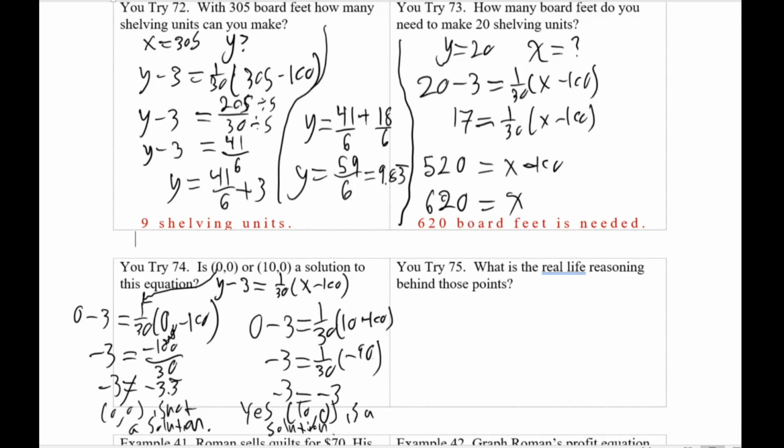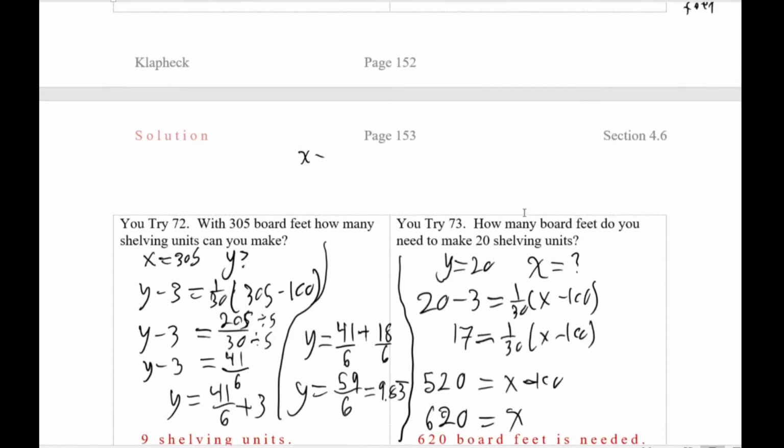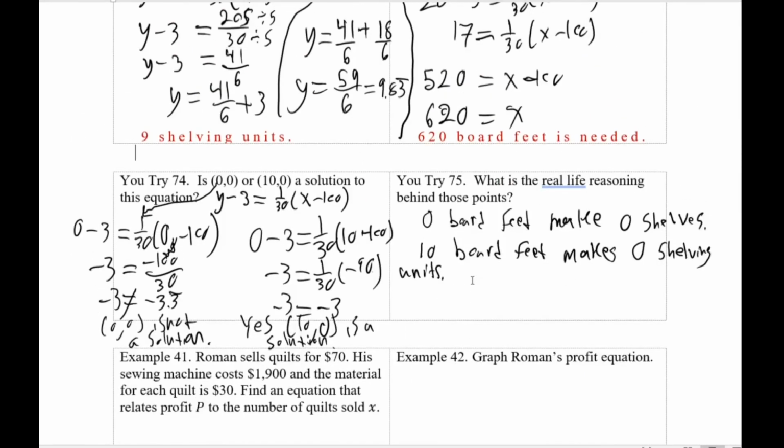You try 75. I want you to think, what is the real life reasoning behind those points? 0, 0 or 10, 0. Now the first point, 0, 0, refers to 0 board feet making 0 shelving units. And in real life, this is true. If you have no material, you can't make any shelves. The other point, 10, 0, says that with 10 board feet, you can make 0 shelving units. And this is also true, but this point is actually on the line, and we're not quite sure where this 10 extra board feet comes from.